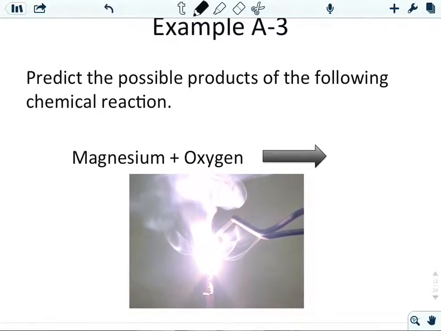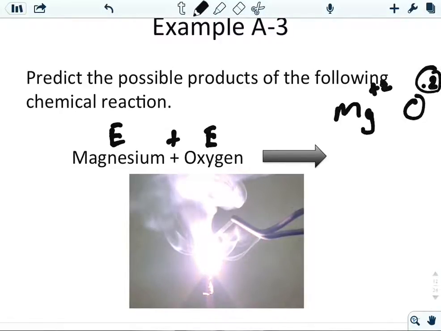Last example, it says predict the possible product for the chemical reaction. We have magnesium and oxygen, so an element plus an element. When we see that, synthesis. So it's magnesium bonded to oxygen in a compound. So anytime we bond this up, it's ionic. We need to crisscross, which magnesium is going to be our +2. Our oxygen is going to be our -2. So we crisscross the 2's, and it's a 2-to-2 ratio that can be reduced down to a 1-to-1 ratio, which is magnesium oxide.